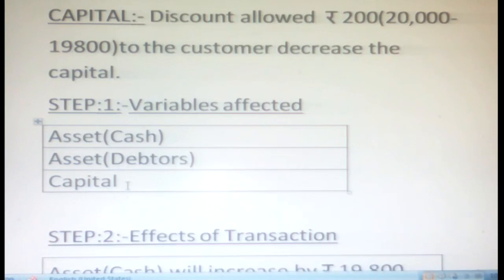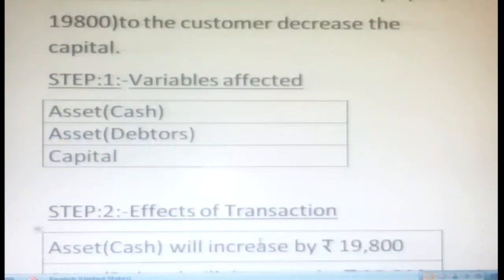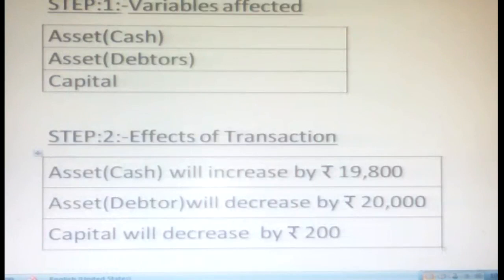Then capital, the third variable. That's why asset, cash; asset here, debtors; here, capital. What are the effects of the transaction here? See, as an asset, cash will increase by 19,800. We got money. So naturally, second one as an asset, debtors will decrease by 20,000. So our debtor has now repaid.